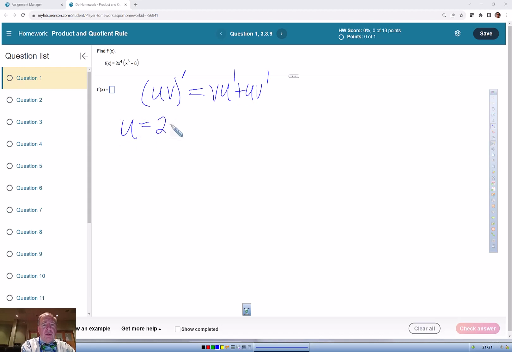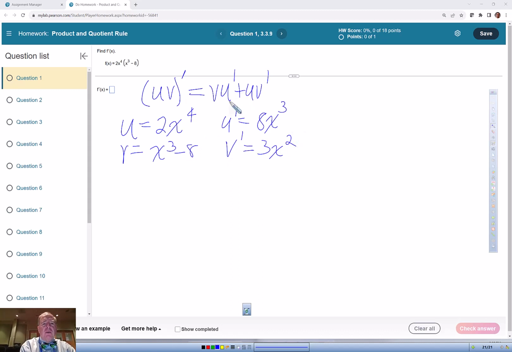u equals 2x to the fourth. u prime, the derivative of u, is 8x cubed. v is x cubed minus 8. So v prime is 3x squared.